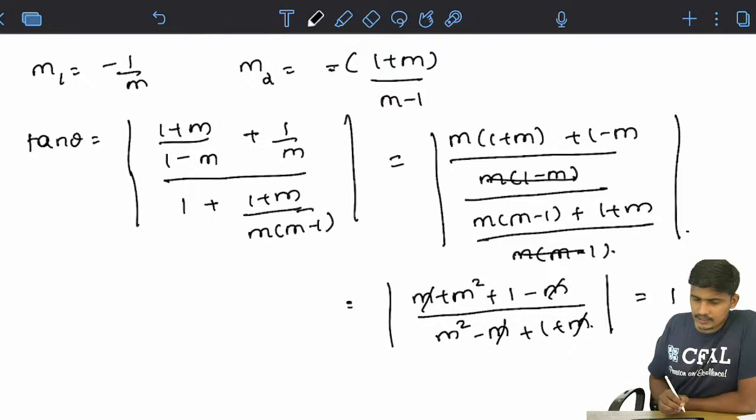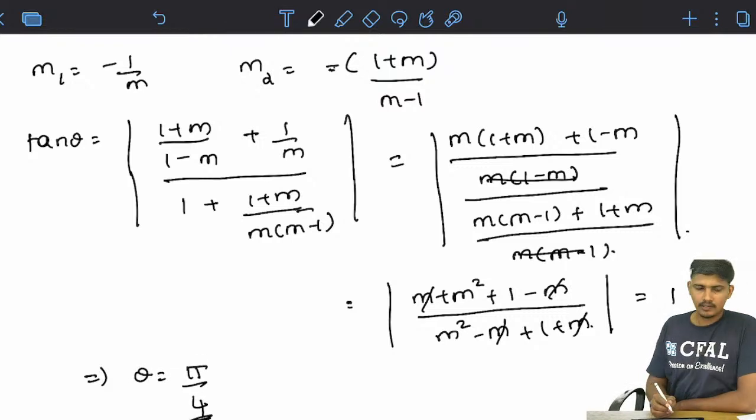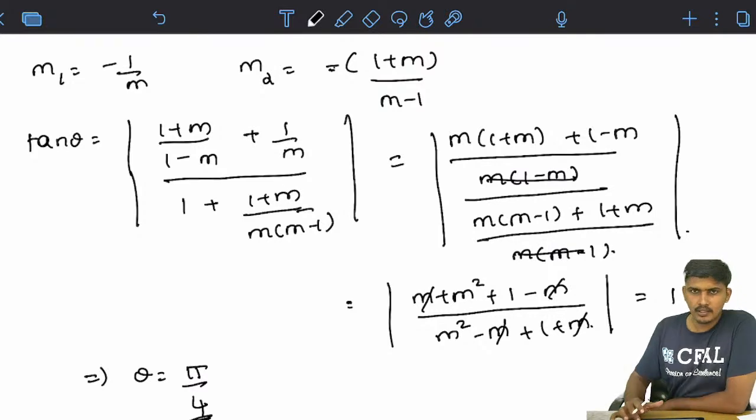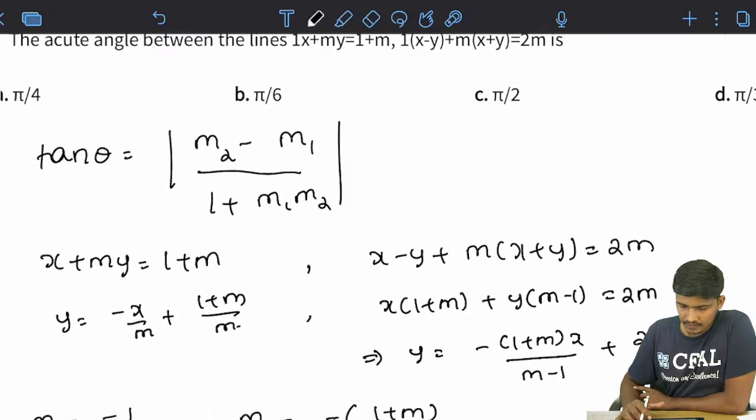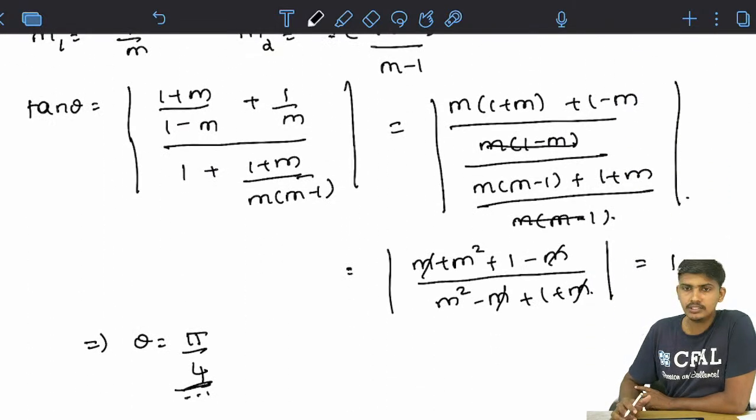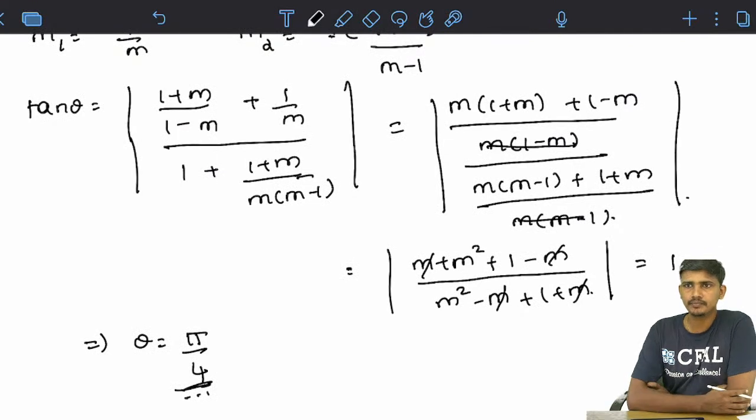So tan theta is 1, which means that theta will be equal to just pi by 4. Is that okay? Fine. So we had this particular acute angle. The acute angle means it will be less than 90 degrees. So the acute angle between the lines will be equal to pi by 4. I hope this is clear, right? If you have any doubts, please put them in the chat.